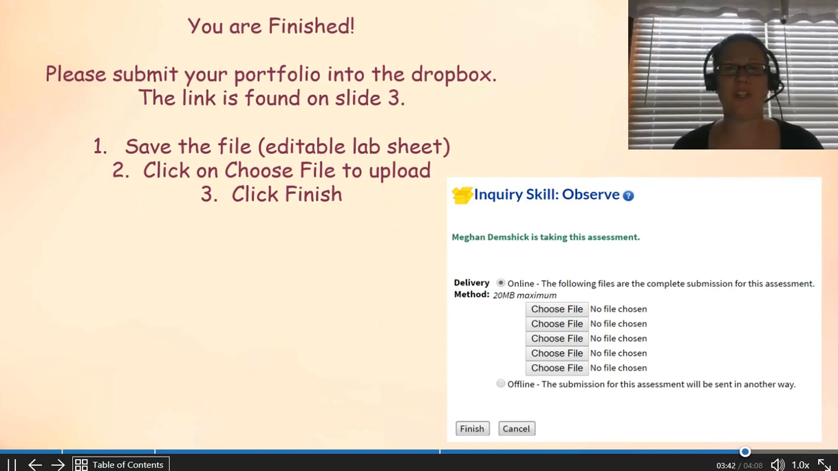Okay, you are finished. It is time to submit your portfolio into the Dropbox for your teacher to take a look at. The link for the Dropbox is found on slide 3 of the lesson. So what you're going to do is save the file, which is your editable lab sheet, to either your desktop or your documents folder. Save it as a PDF so your teacher can open it a little bit easier than a picture. Click on Choose File to upload it into the Dropbox. Click Finished, and you're all done.